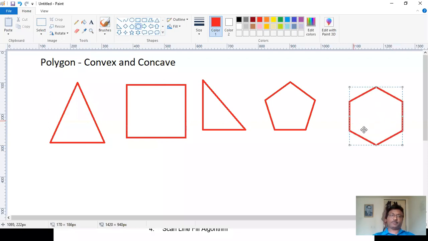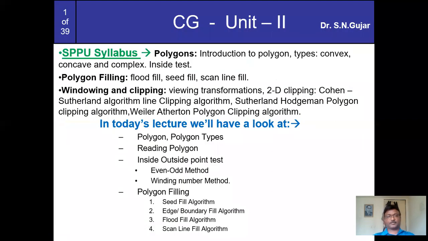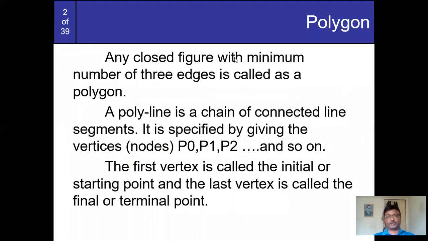Now another type. Suppose I put these two types, convex and concave. Coming to the definition, any closed figure with a minimum of 3 edges is called a polygon. A polygon line is a chain of connected line segments. It is specified by giving the vertices, suppose P1, P2, P3. So the nodes may be the coordinates P0, P1, P2. These are the coordinates.